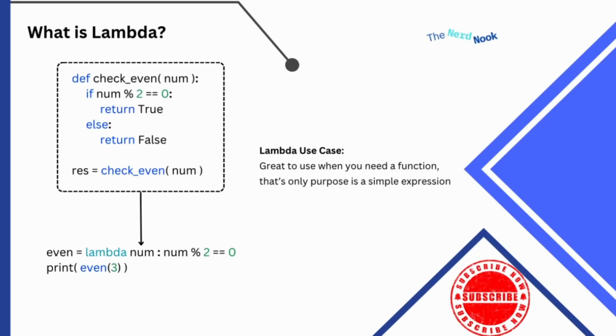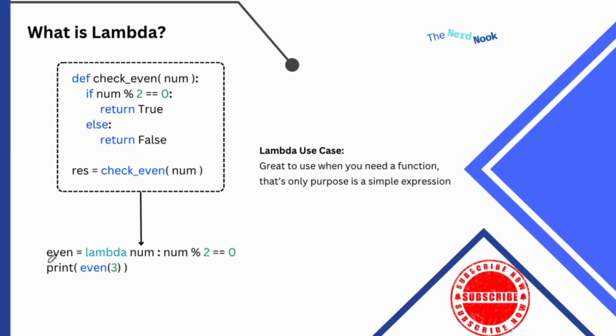Let's take a look at this example, right? I have a function called check even, and all it's doing is returning true or false based on what the number is, right? If the number is even, it's going to return true, otherwise false. On the outside, I create my variable and the value is check even. So whatever that returns is going to be the value of res. Res equals true or res equals false.